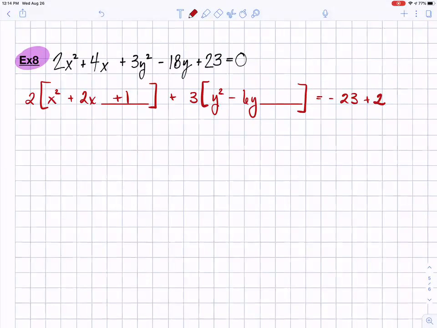For your y's, take half. Negative 3, square it. 9, what do I do? Yeah, so I'm actually adding 27 to both sides. Okay. If I combine my like terms over on the right, what do you get? Should just be 6, right? Because that's the 2 and the 27 is 29. 29 minus 23.